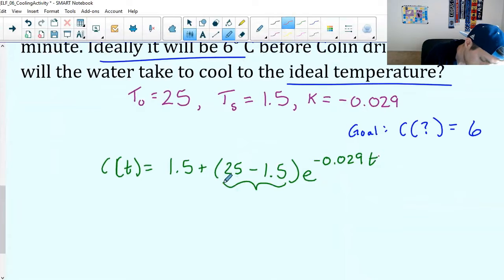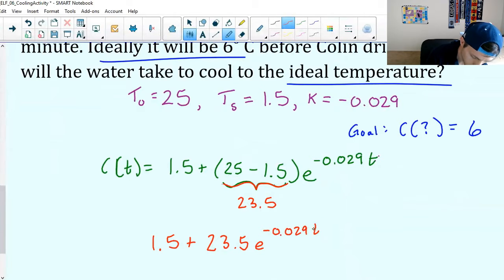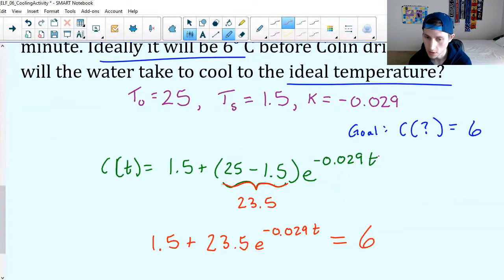Come on, give me red. 25 minus 1.5 will be 23.5. So if my question is how long will it take to reach 6, then I'll just take my equation and set it equal to 6. So the only thing I'm missing is what is t, but that's the whole point. I'm trying to figure out how much time it will take. I want to solve for t.